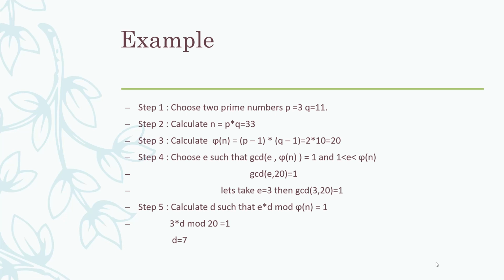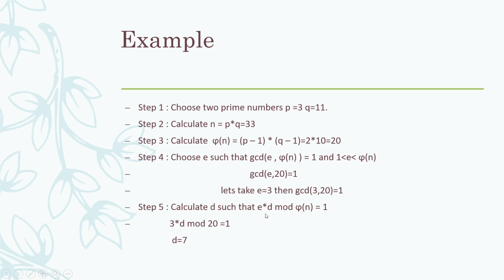We need to choose the value of E such that E is relatively coprime to phi of n, that is, the GCD must be equal to 1, and the value of E should be greater than 1 and less than phi of n. So you need to take a value of E within that range, any prime number. In this example we are taking the value of E as 3. We can take the next prime number, 5 or 7, but the prime number should be within the range greater than 1 and less than phi of n.